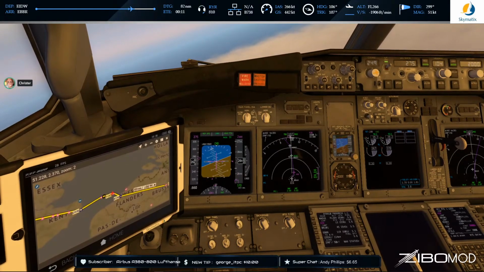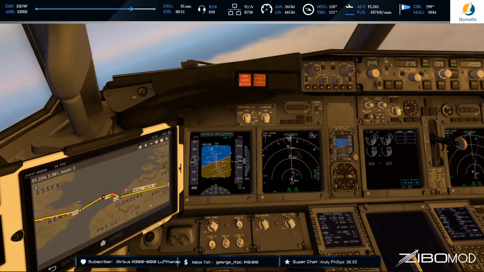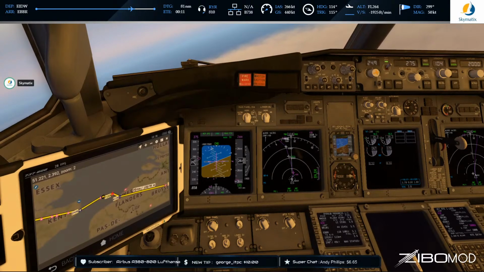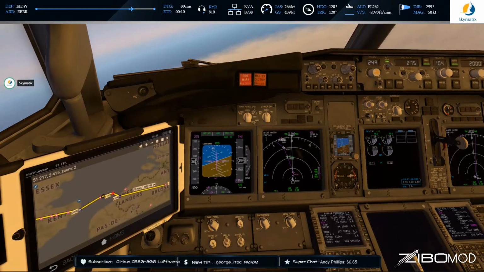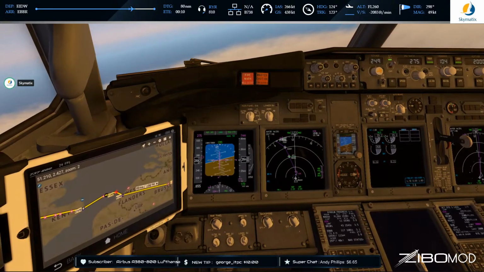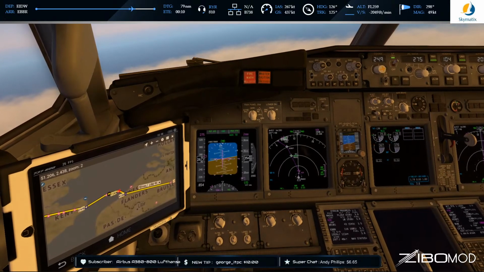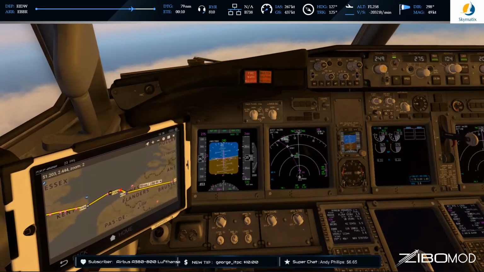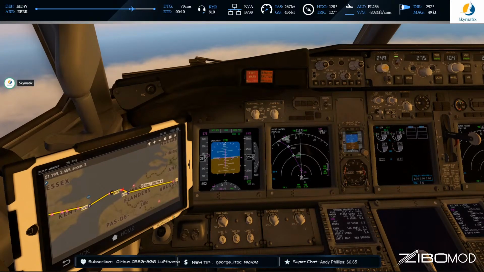Is it windy? Let's see. 210 at 10 knots. It's got drizzle and rain in the METAR, but according to the map, it's on the outskirts, so we'll see when we get there. And it's only 3 degrees, so we're going to have to use the anti-ice again.